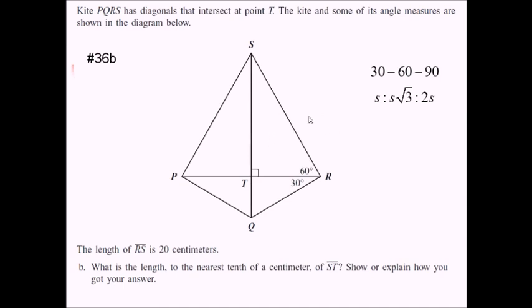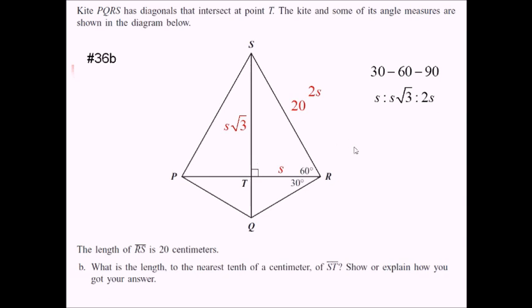the length of ST. Now the key on this one is that they gave us RS right here. That was 20, they said. So let me label my sides now. The s side goes across from the 30-degree angle, so that's down here, this TR side. And then s root 3 is across from 60 degrees, so that's this side right here. And then the 2s is always the hypotenuse, so that's this 20 side over here.